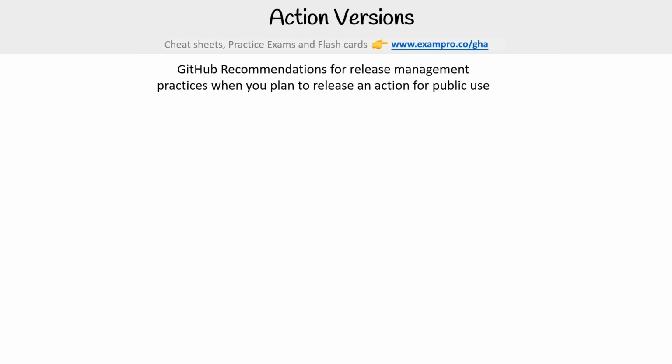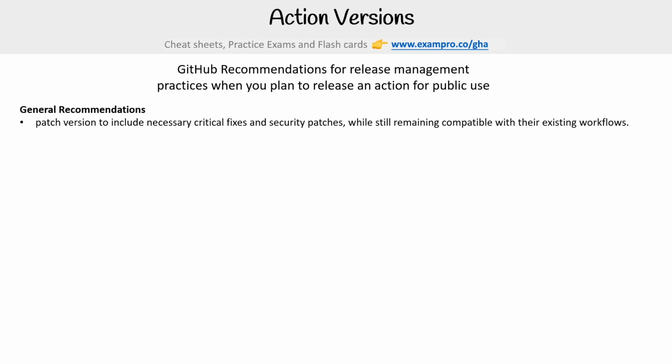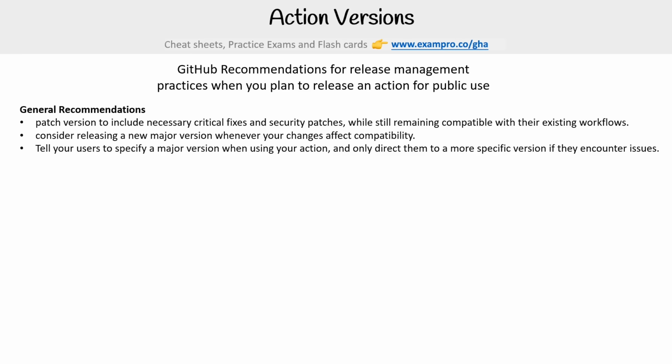GitHub recommends some strategies that you should apply when you are trying to release an action for public use. The general recommendation is to patch the version to include necessary critical fixes and security patches, while still remaining compatible with existing workflows. Consider releasing a new major version whenever your changes affect compatibility. Tell your users to specify a major version when using your action, and only direct them to a more specific version if they encounter issues.